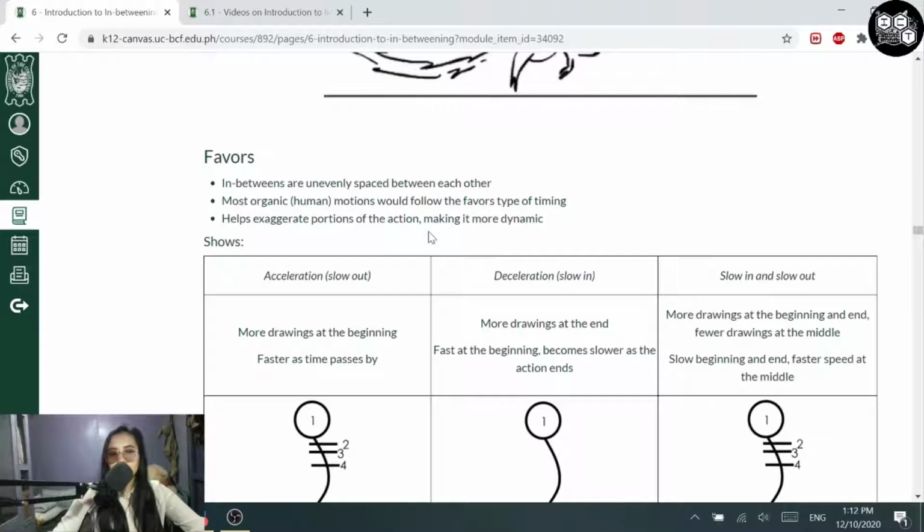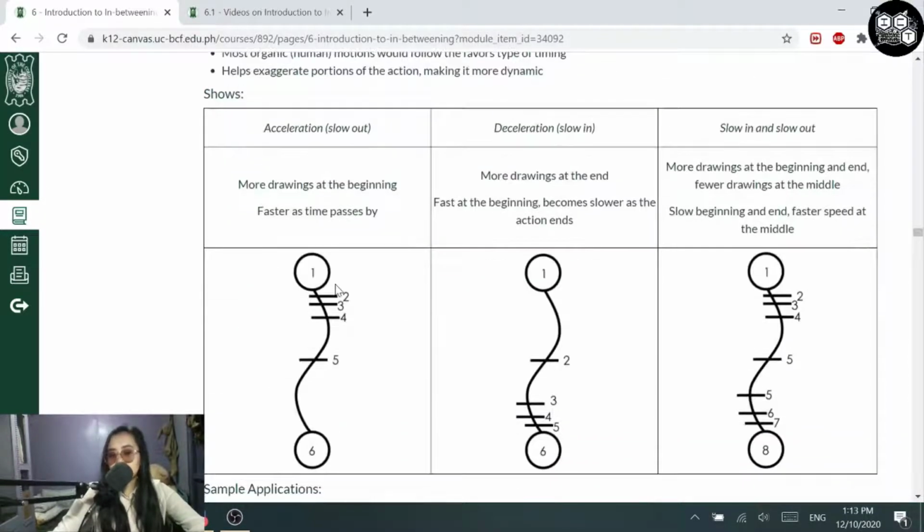And now we have the favors, which is a bit more complicated, but this is something that you have to know more, since a lot of the movements that we have tend to be more of favor. So a lot of organic or human motions would follow a favors type of timing. So it can show one of three things. The first one is it can show a slow out, it can show a slow in, and you can show a slow in and slow out.